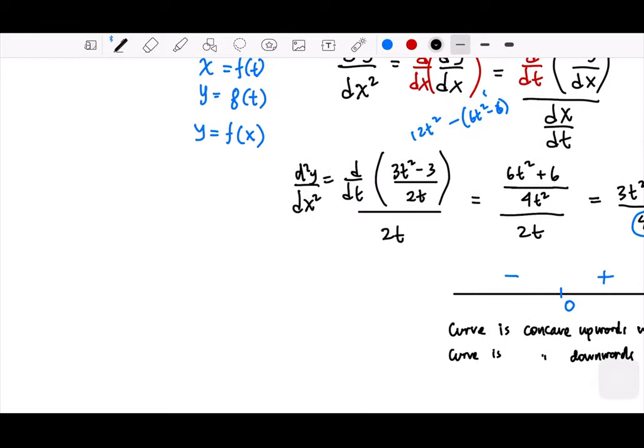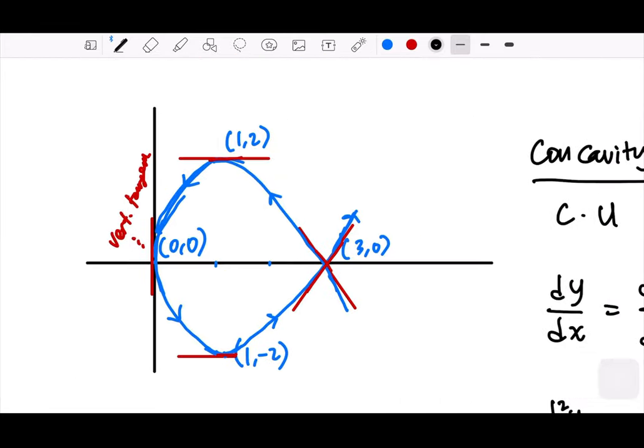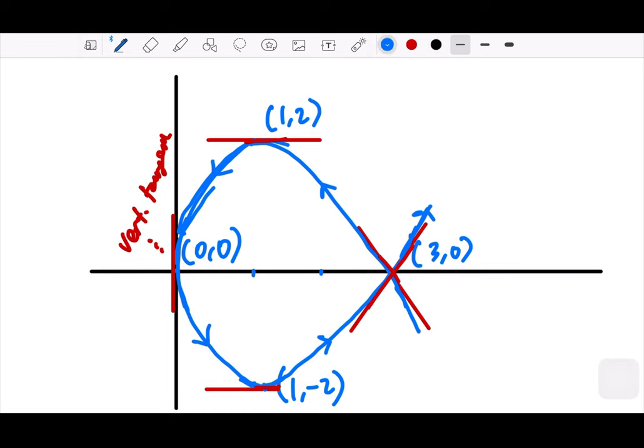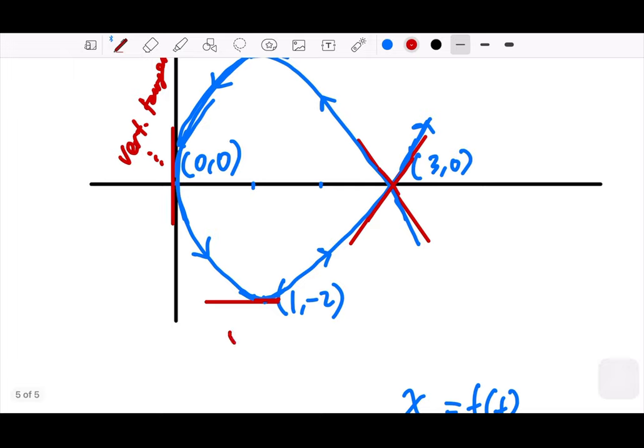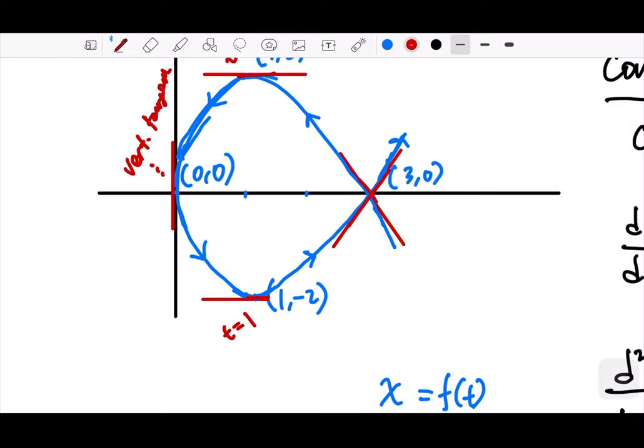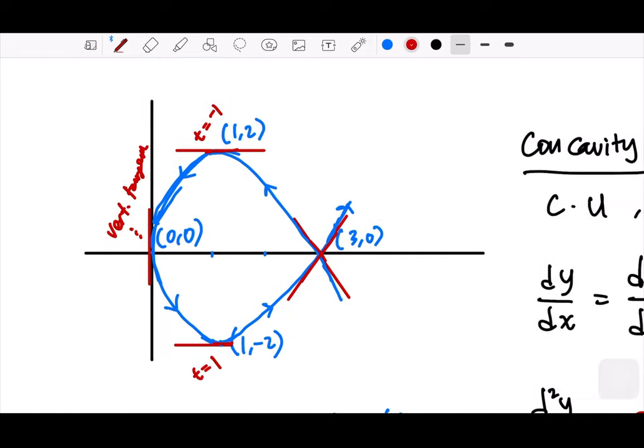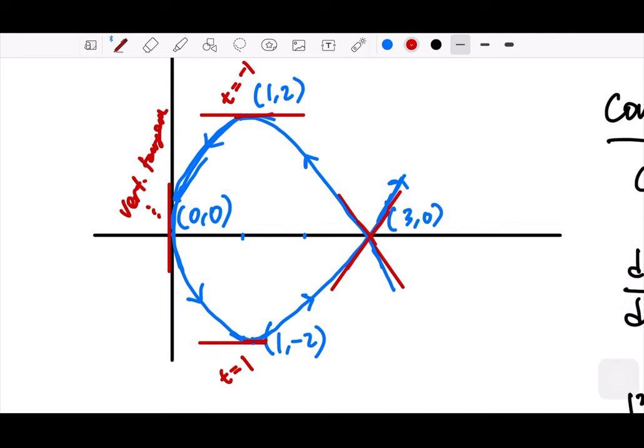If we check the graph here, if we take notes, this is at t equals negative 1 and this is t equals 1. And this is t equals 0. So it's precisely this: negative, right? It's downwards. And this is upward. t is positive.